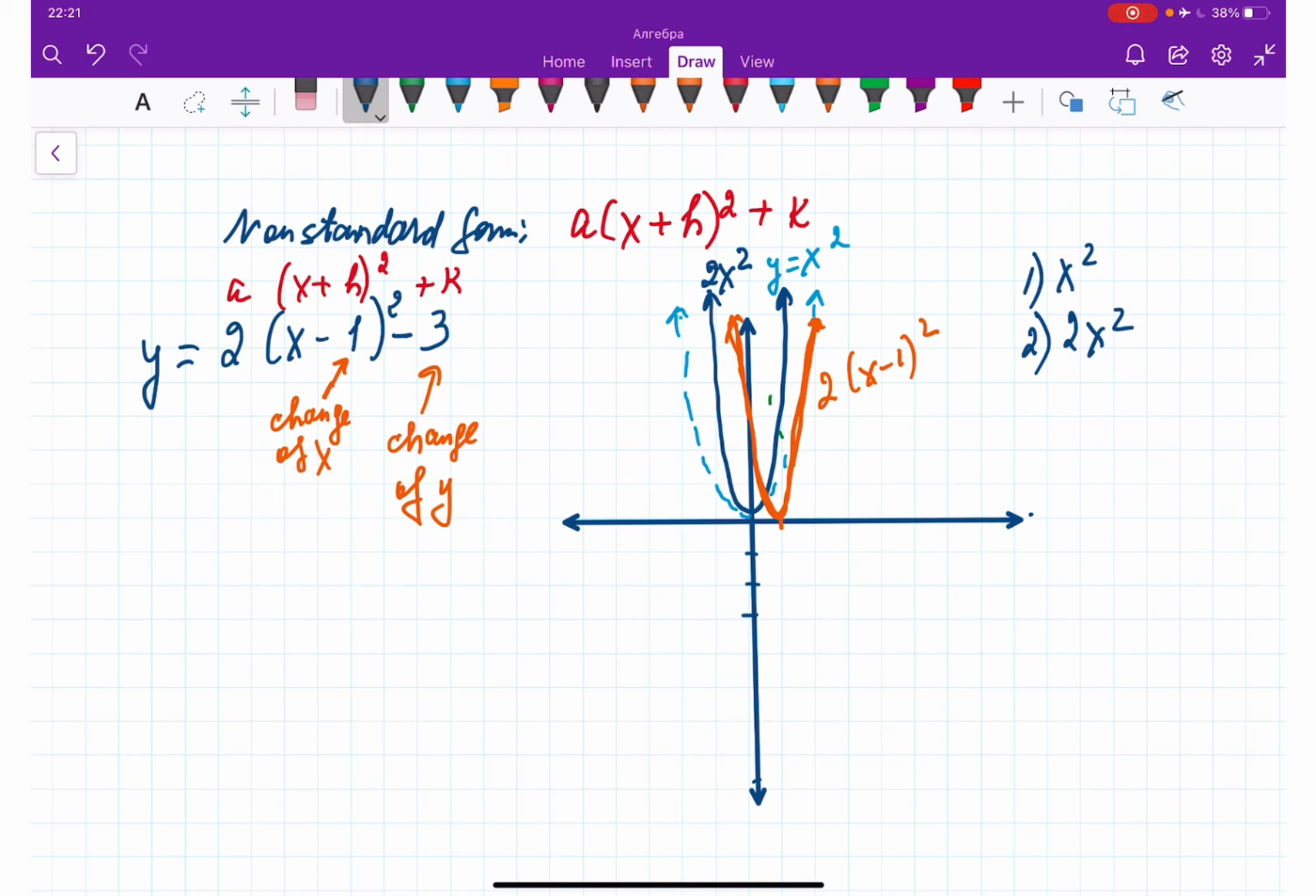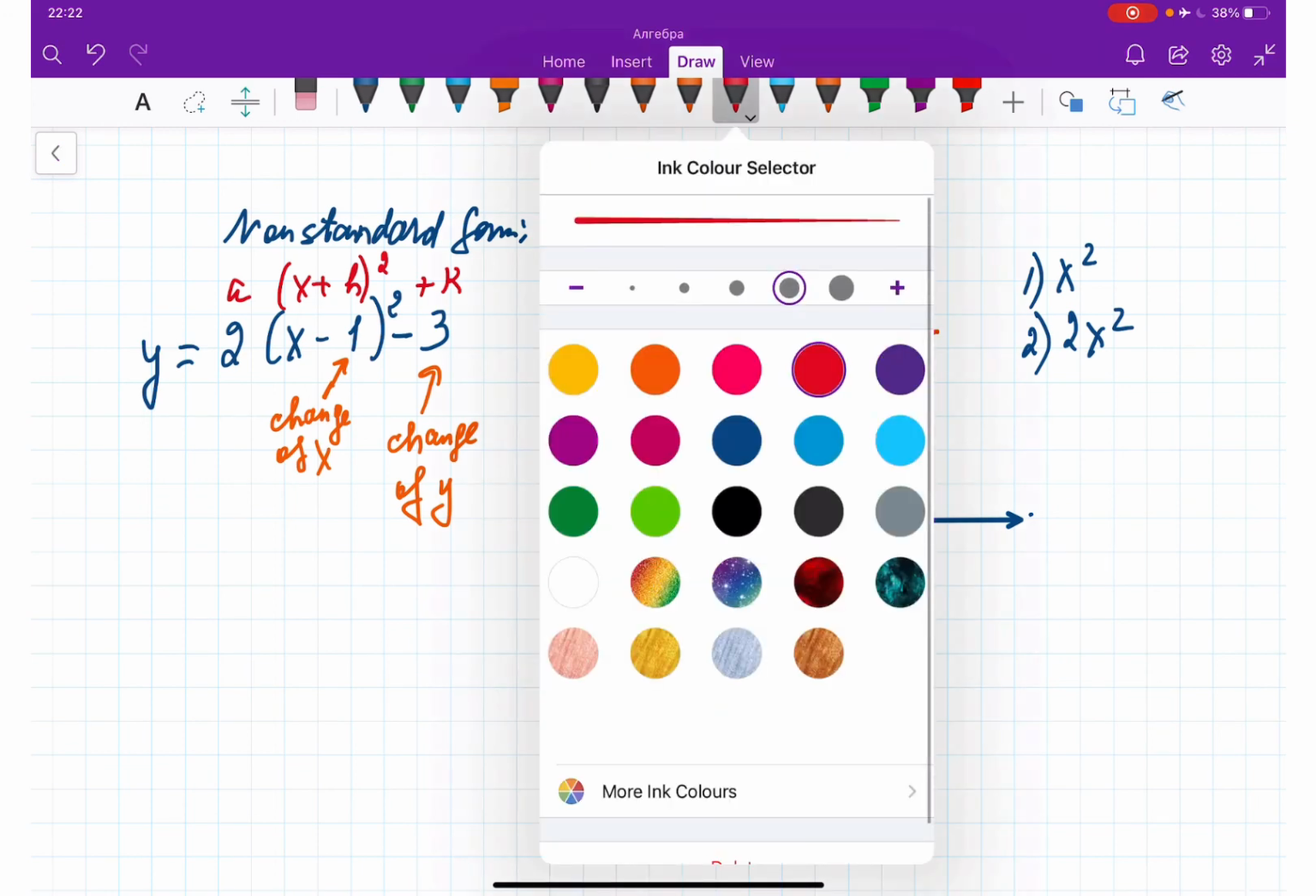And let's use red color. So it's going to be, let me use a thicker one.